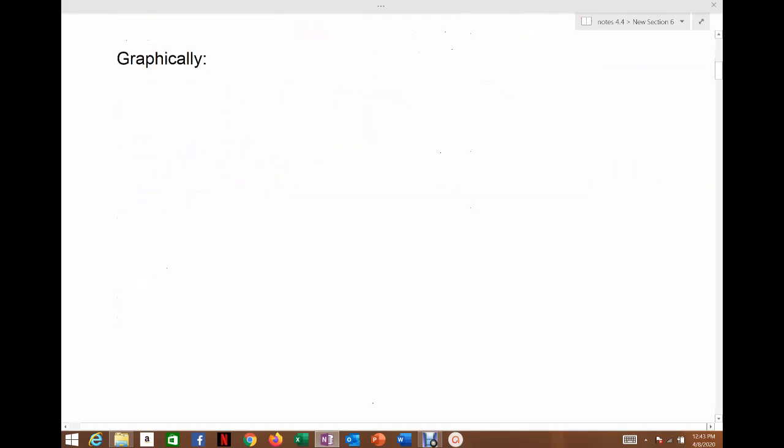So I'm going to talk about it graphically, because the first few examples are going to be just graphical applications. All we're given is the graph of my derivative. So we're going to be given the derivative.